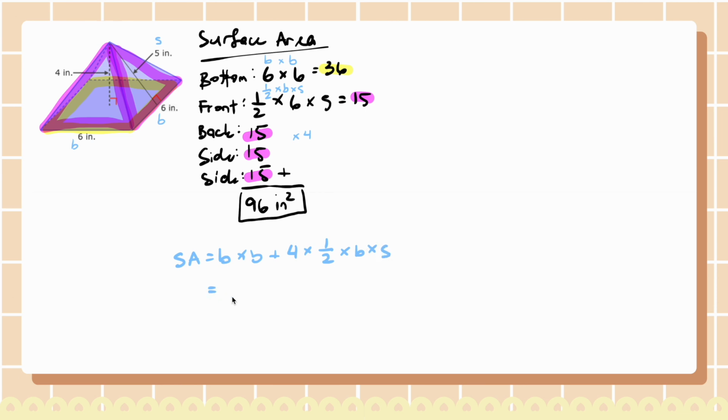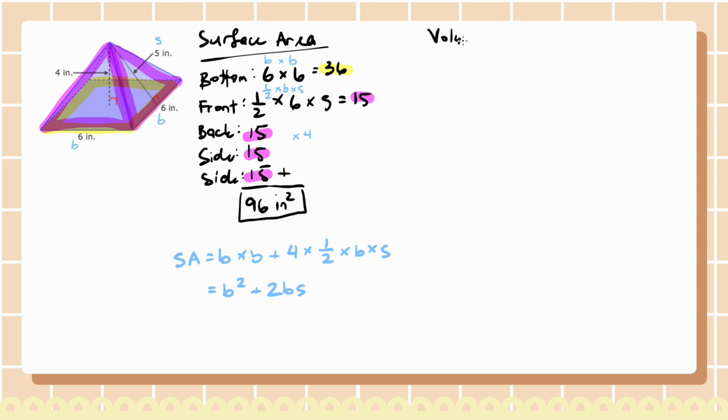Now let's condense everything. Another way to write base times base is just to say base squared. I'm going to add that 2. Let's simplify this. 4 times 1/2 is going to get me 2, and then b times s is going to remain the same. And that's the formula for surface area of a square pyramid.